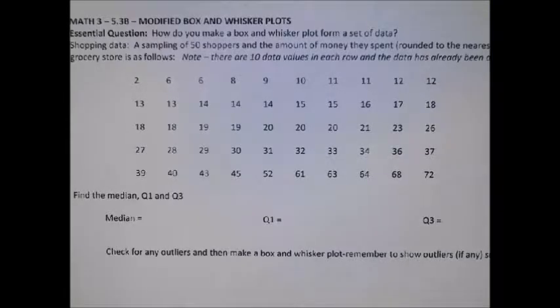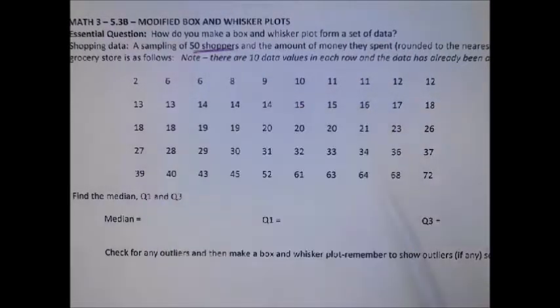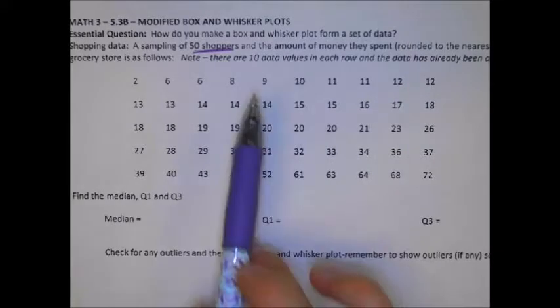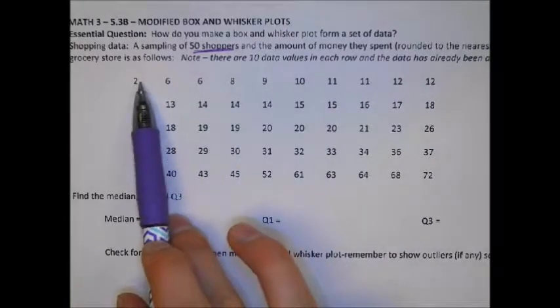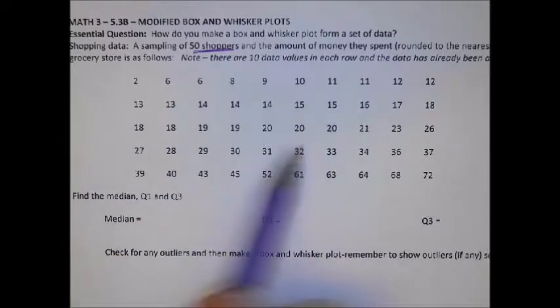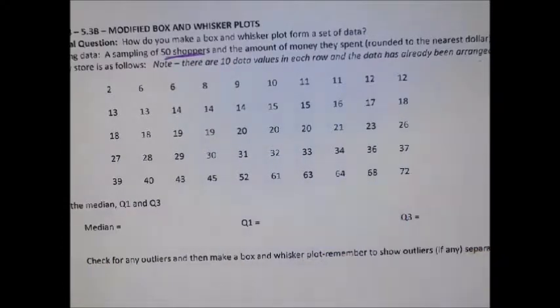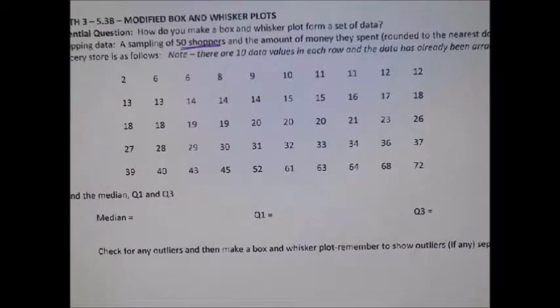5.3b, we're going to continue looking at modified box and whisker plots. So here is some data. I noticed by reading this that we have 50 shoppers, so there's 50 pieces of data, and this is the amount of money they spent. Let's read this note. There are 10 data values in each row, so we have 10, 10, 10, 10, 10, so that's 50. And the data has already been arranged, from lowest to highest. So that's good. The first thing we're going to do is find the median, Q1, and Q3.